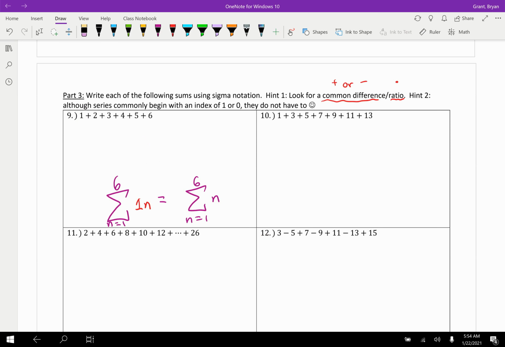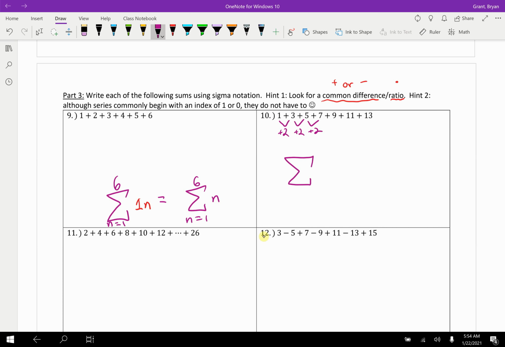All right. Keep trying these and then unpause me when you're ready. Okay. Problem 10 here is very similar to 9, where the first thing we do is we look at the common difference. And we should notice here that we go up by 2 every time. Going up by 2, that is the slope of my formula.